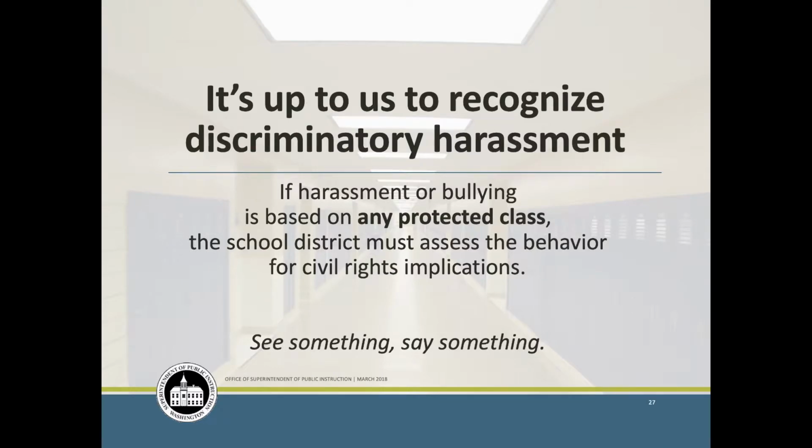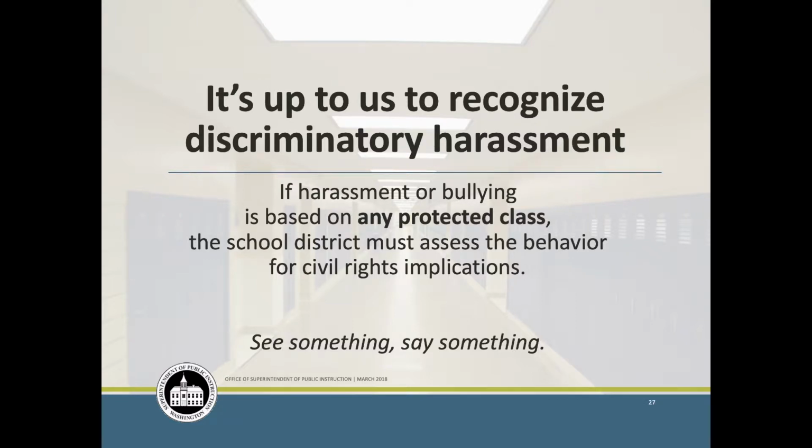Regardless of what it's labeled or what you perceive it to be, if harassment or bullying is based on a protected class, the school district must assess it for civil rights implications. The label used to describe an incident, for example bullying, hazing, or teasing, does not determine how the district should respond. Rather, the nature of the conduct itself must be assessed to determine if it is discriminatory or sexual harassment.